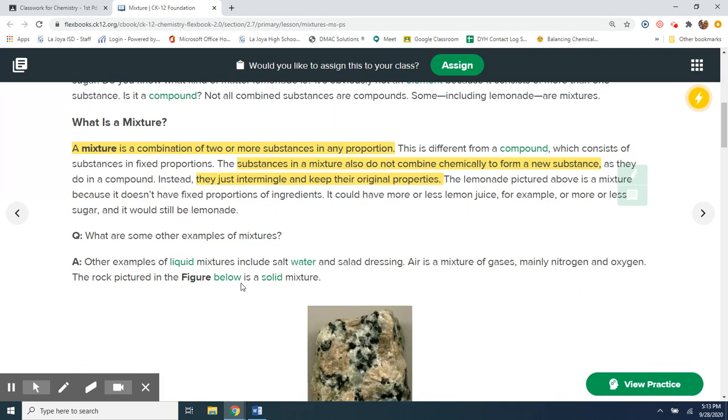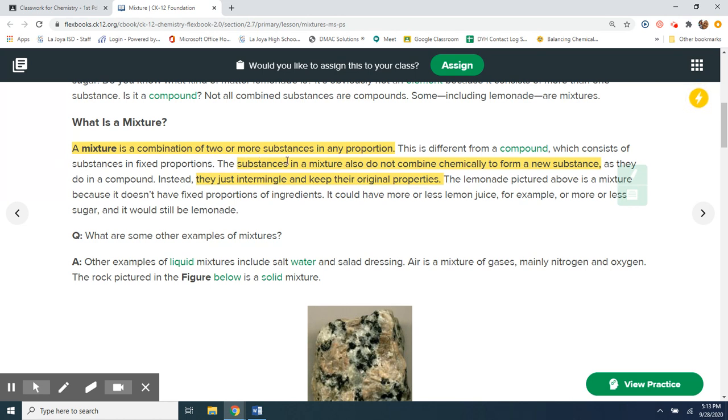So let's go ahead and ask ourselves, what is a mixture? A mixture is a combination of two or more substances in any proportion. This is different from a compound because we know that compounds have a fixed proportion. If we want to deal with water, there has to be two hydrogens and one oxygen. If we change the proportions, we change the compound. And since a mixture can be any proportion, it cannot be a compound.